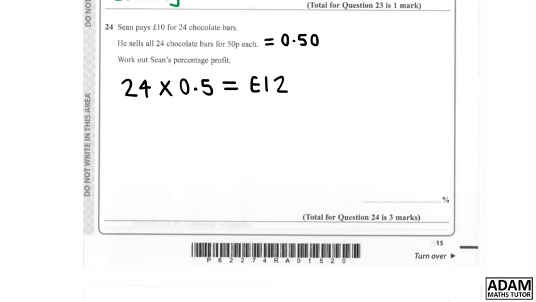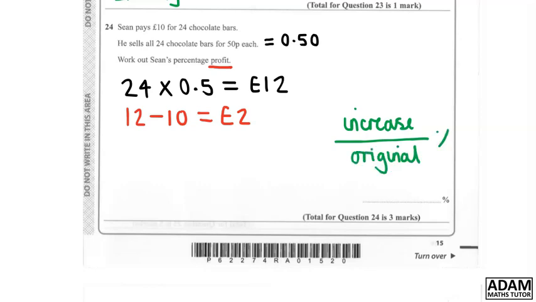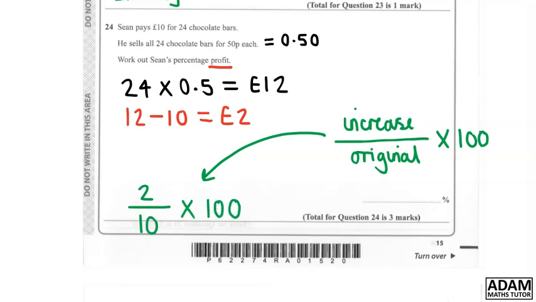We're working out the percentage profit, which involves working out the profit. If he sold them for £12 and bought them for £10, that means that he made a profit of £2. And percentage profit or loss is worked out by doing the increase or the decrease over the original multiplied by 100. So the increase was 2, the original was 10, and multiply this by 100 would be 20%.